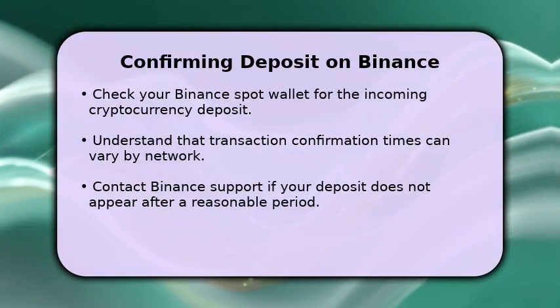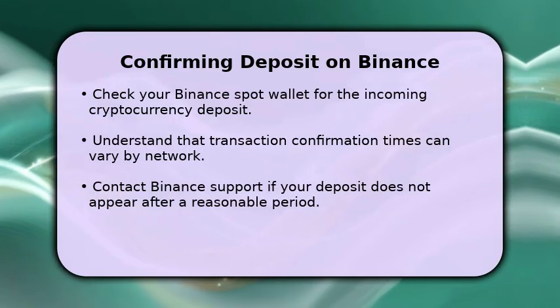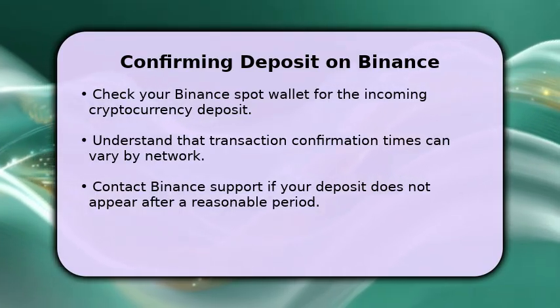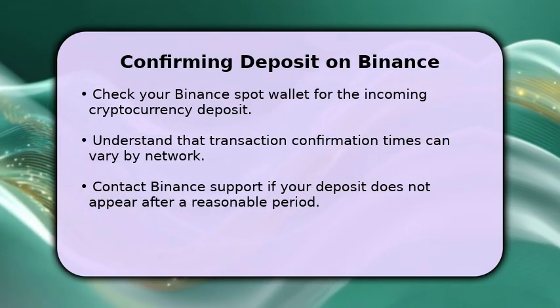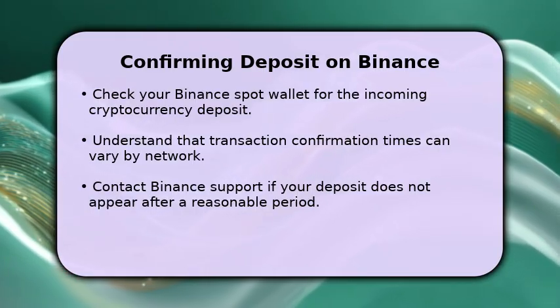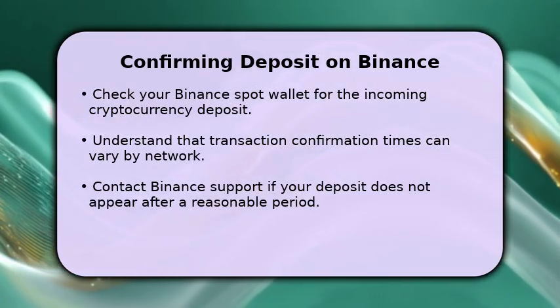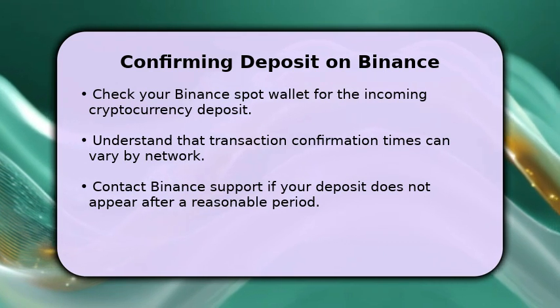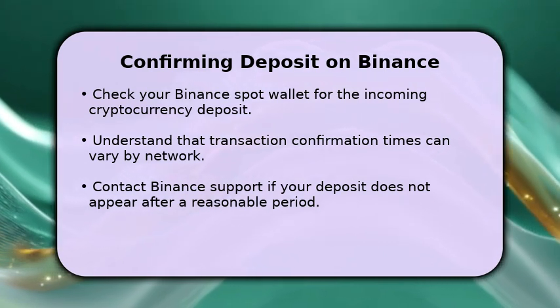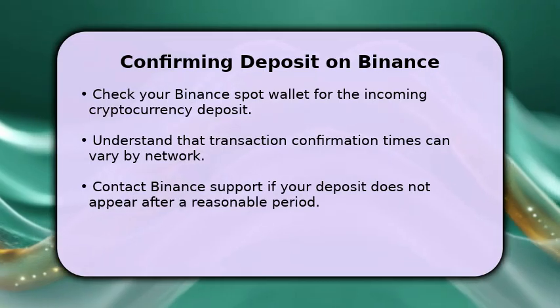After sending your crypto, the next step is to confirm its arrival on Binance. Log into your Binance account and navigate to your spot wallet. You should see the incoming deposit pending or confirmed. Remember that transaction times vary depending on the blockchain network. If your deposit doesn't appear after a reasonable waiting period, please reach out to Binance customer support for assistance.